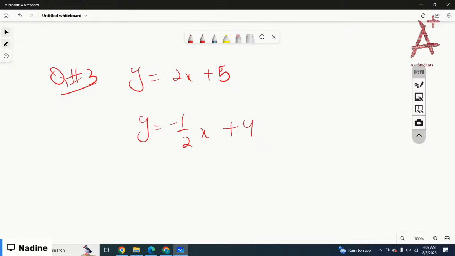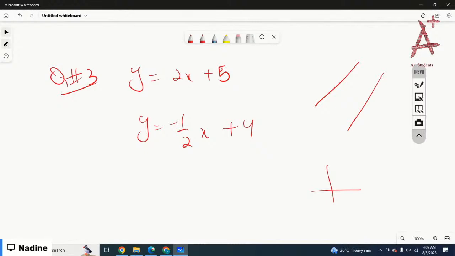Parallel lines are lines that are always at the same distance and never intersect. Like these two lines, they never intersect each other. For lines to be parallel, it is necessary that they have the same slope and different y-intercepts. So if you are given two equations with the same slope and different y-intercepts, that means both lines are parallel.